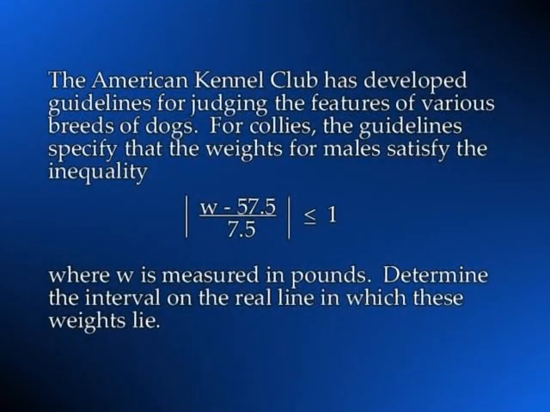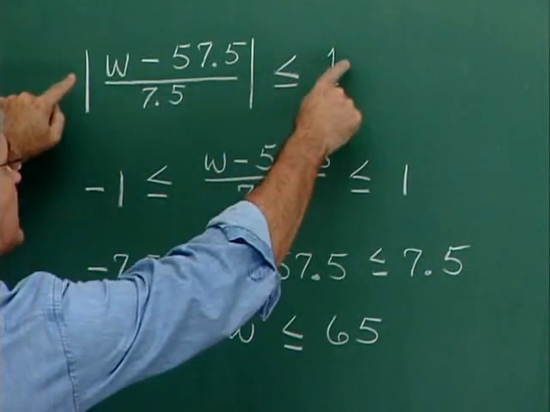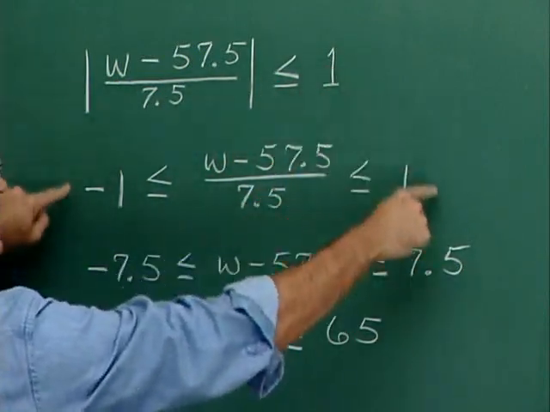The American Kennel Club has developed guidelines for judging the features of various breeds of dogs. For collies, the guidelines specify that the weights for males satisfy the inequality given, where W is measured in pounds. Determine the interval on the real line in which these weights lie. Now, all we're doing is solving the inequality for W. And to do that, we change into the compound inequality form.